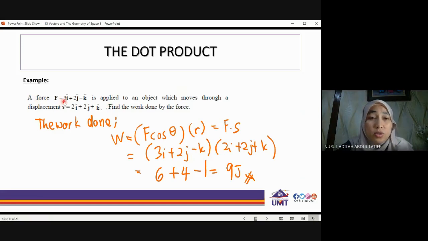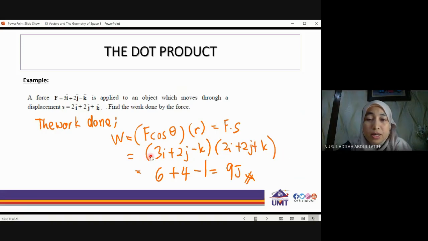A force F is equals to 3i plus 2j minus k is applied to an object which moves through a displacement S is equals to 2i plus 2j plus k. So find the work done by the force. So the work done is equals to, just put into the equation, W is equals to F cos theta, which is the same as F dot S. You have F, you have S. So F is equals to 3i plus 2j minus k times the 2i plus 2j plus k.